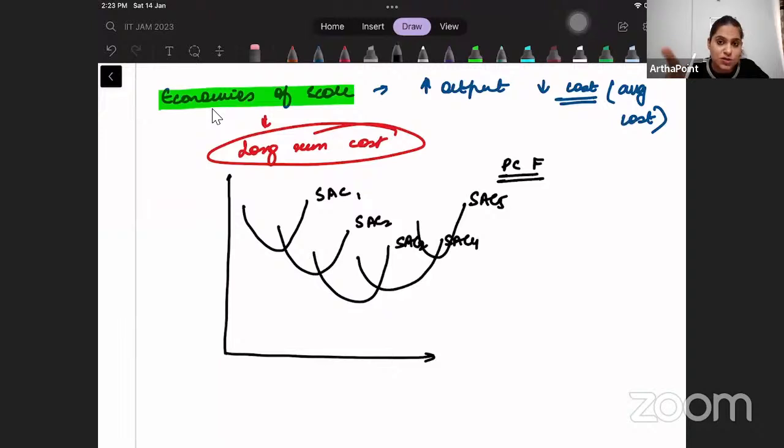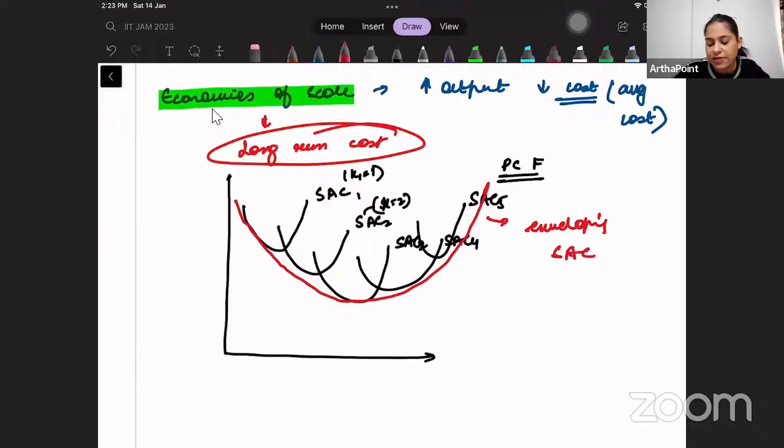These short run cost functions were drawn for different levels of capital because capital was fixed. So if you give me capital equal to 1 unit, maybe this is my short run cost function. If you give me capital at 2, maybe this is my short run cost function. K at 3, K at 4, and K at 5, and so on. The long run cost function could envelop these short run average cost functions. So this is enveloping the short run average cost functions. This long run cost function also formulated this U shape.